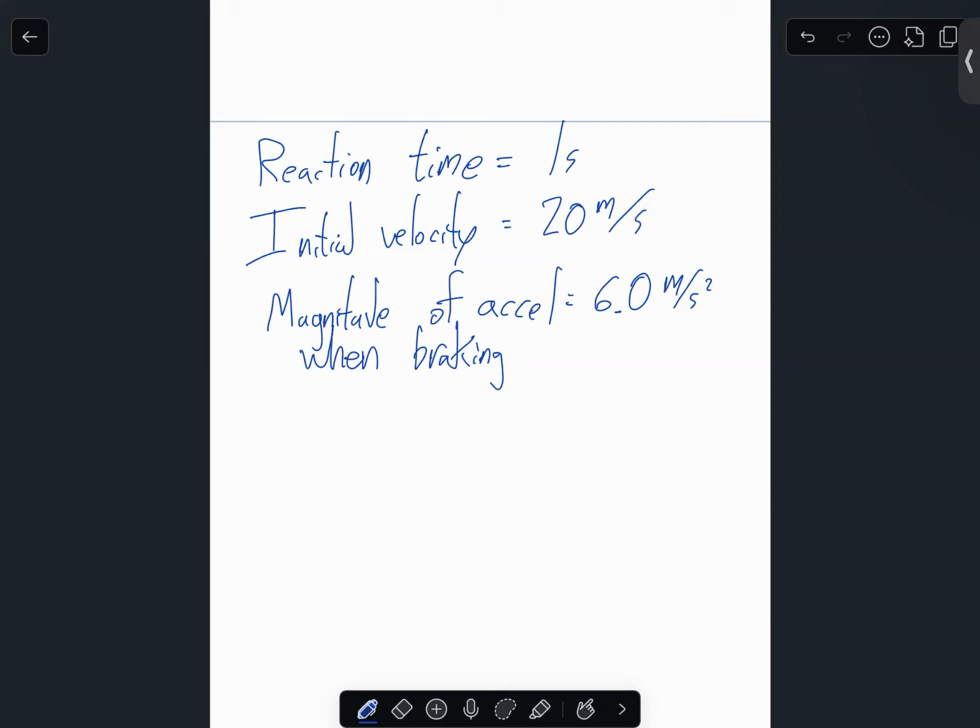Good. Okay. Now, the question is, if I have a 1 second delay before I could do anything, then I apply that 6 meters per second squared acceleration. Can you find how far I go before I am at rest? Draw a graph and argue with each other. This will take a minute.